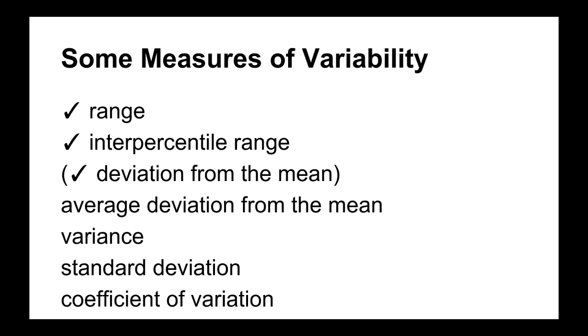What we did last time is we looked at the range, we looked at the interpercentile range, and we also started with something called the deviation from the mean. I'd like you to recall that the deviation from the mean adds up to 0. The total sum of that deviation from the mean is 0. With this lesson, I'm going to take a look at average deviation from the mean, variance, and standard deviation, and we're going to leave the coefficient of variation for a future date.